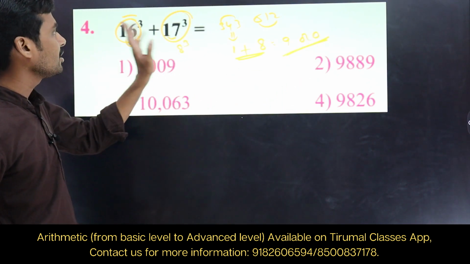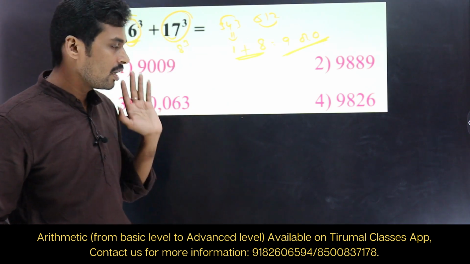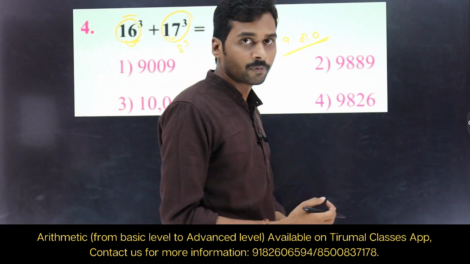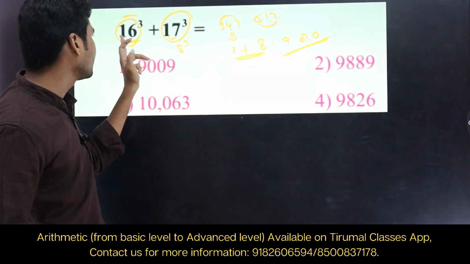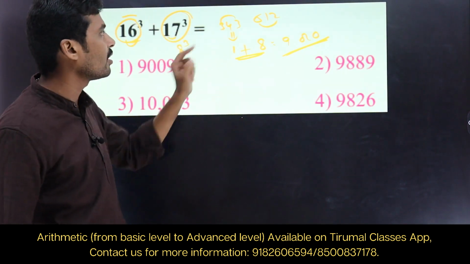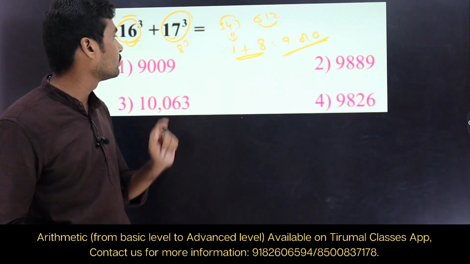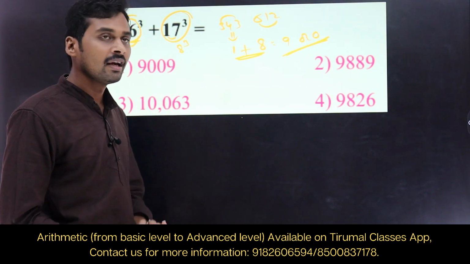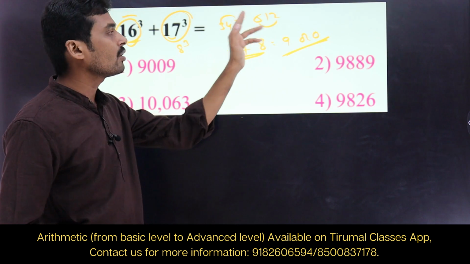So here I have 16 cube plus 17 cube. So even the numbers are given in terms of cubes. First we will take the digit sum only. 1 plus 6. What is the digit sum? For 1 and 6 the digit sum is 7. 7 cube is what? 343. Now the next number is 17 cube. 17 cube means nothing but 1 plus 7, which is nothing but 8. 8 cube is what? 512.